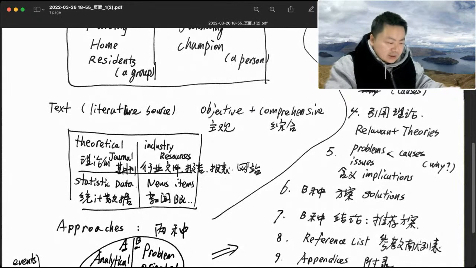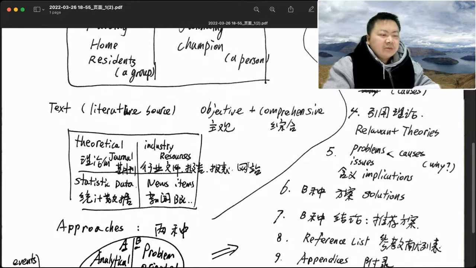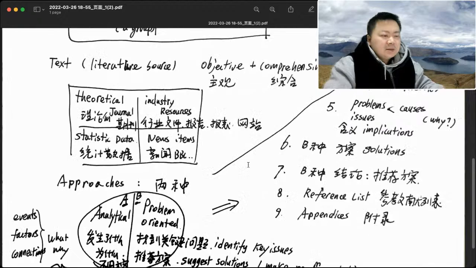So for the 6th point, identify solutions. So these are the options you have. The 7th, I recommend you take solution A. The 8th is the reference list. The 9th is the appendices.